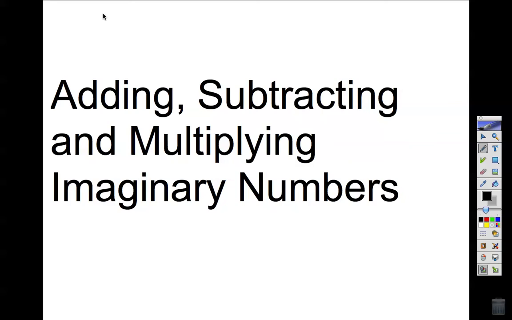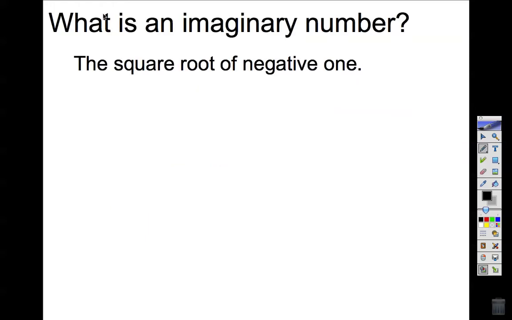In this video, I'm going to show you how to add, subtract, and multiply imaginary numbers. The definition of an imaginary number is the square root of -1. Another way to think about this in terms of squaring, since square root is the inverse of taking to the second power, or squaring, is what number, when multiplied by itself, gives the result -1. That number does not exist. This is where that imaginary number comes from.